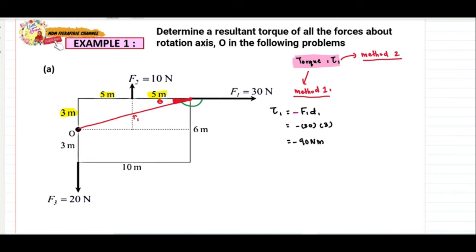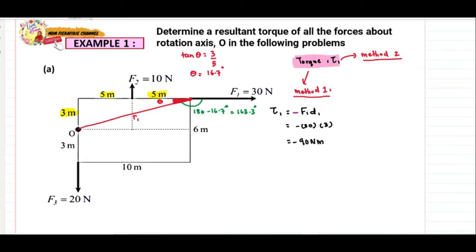Triangle dia. Okay, so awak tengok kat sini, saya akan pakai tangent. Tangent theta, opposite over adjacent. So adjacent is 10 meter. So we can write that tangent theta is equal to 3 over 10 and theta is equal to, awak kira, ya, 16.7 degree. Jadi angle antara R1 dan F1 dia akan jadi 180 minus 16.7 degree, which is 163.3 degree.